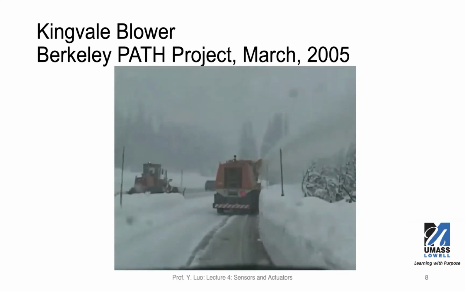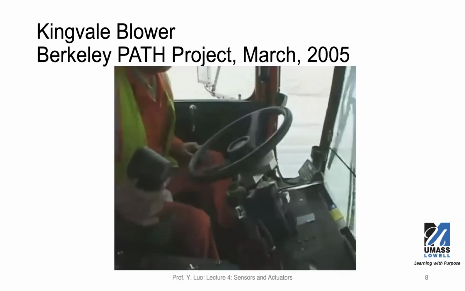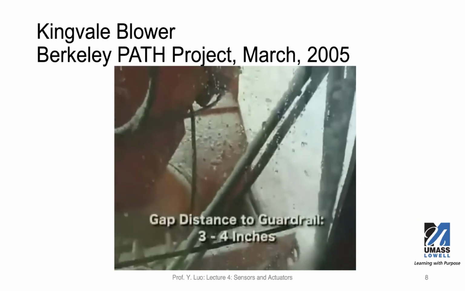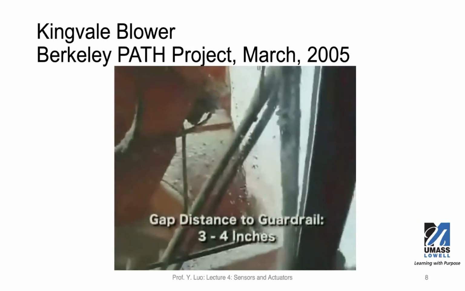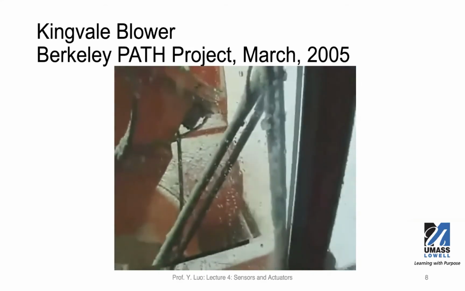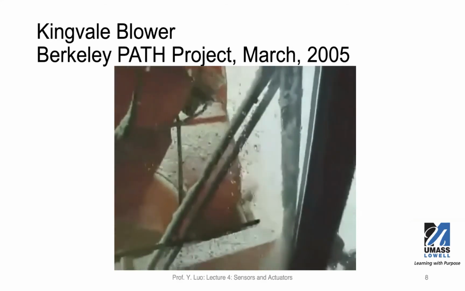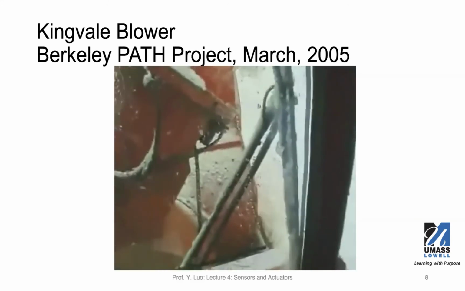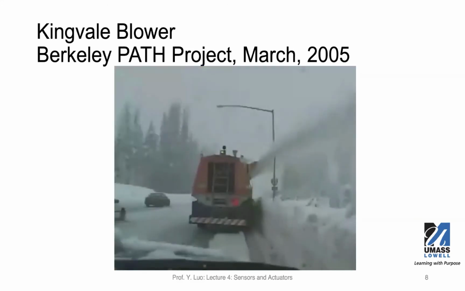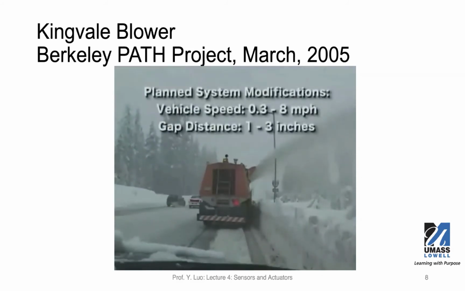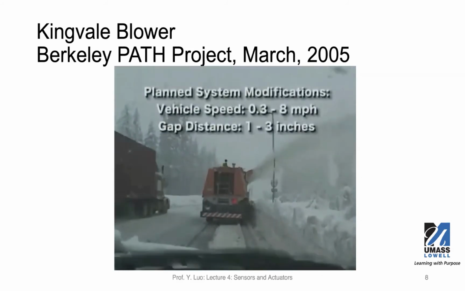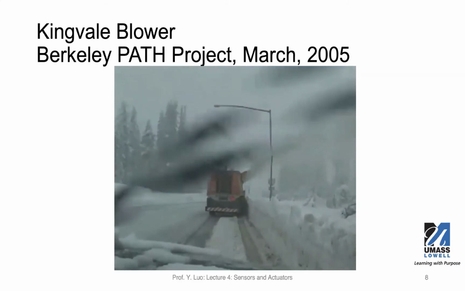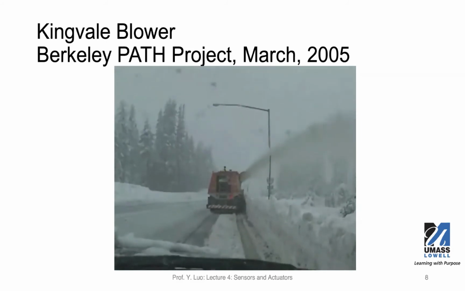So these vehicles are different from the previous one. These vehicles are huge and they go slow, but they have to be very precise. So the distance from the snow blower to the rail of the highway has to be very well controlled. Okay, so the gap distance is from 1 to 3 inches, because if you go over that, the chance that the vehicle will be damaged by colliding into the guardrail.